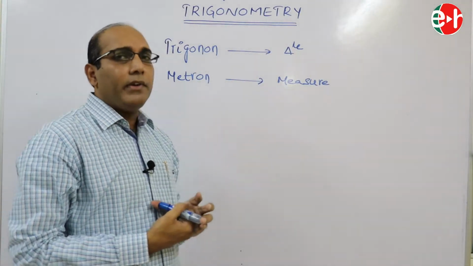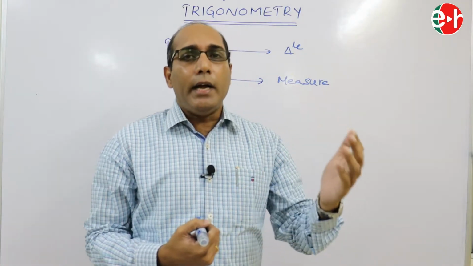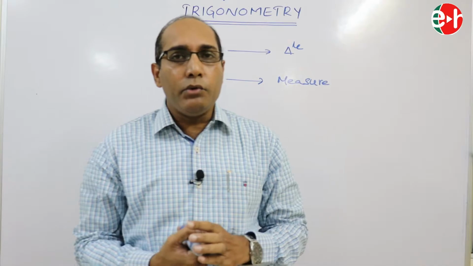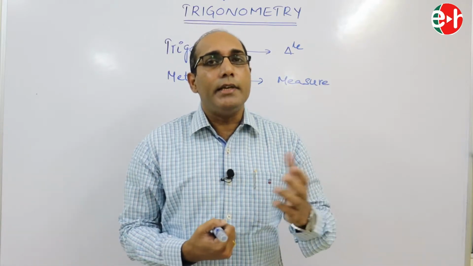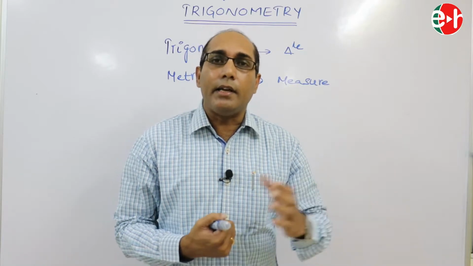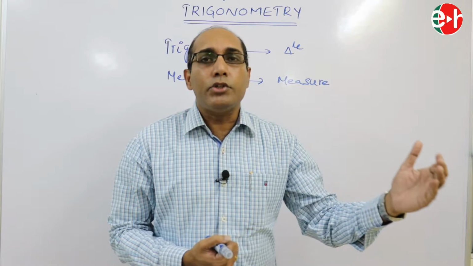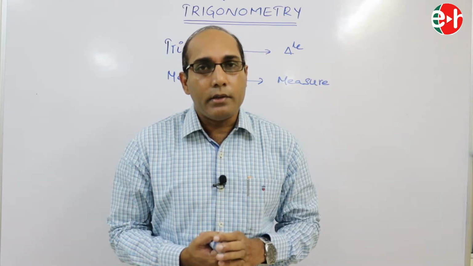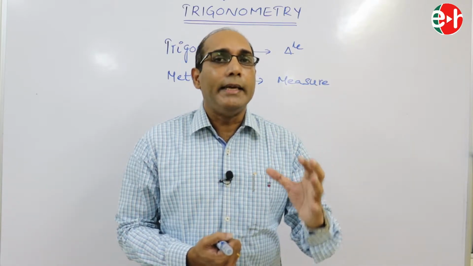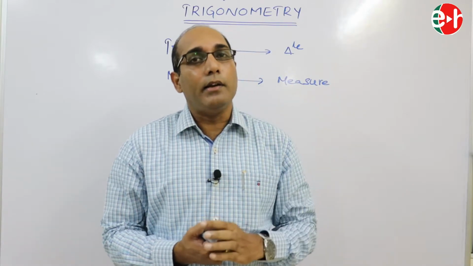So what do we have in a triangle? Angles, sides, area, and so on. So we have to measure the angles in a triangle, we have to measure the sides in a triangle, we have to measure the area, perimeter, and so on. Now it's clear? The word trigonometry is nothing but the measure of a triangle.